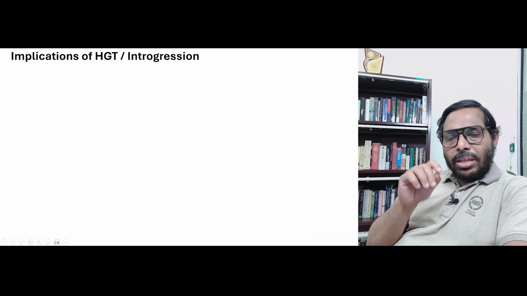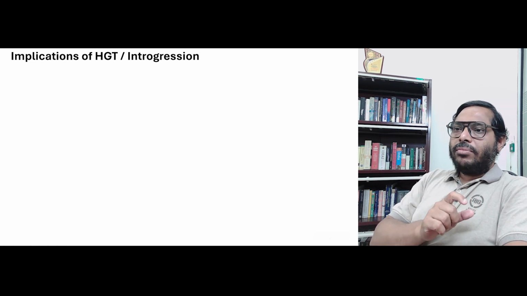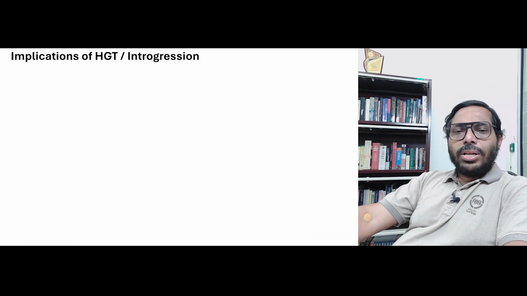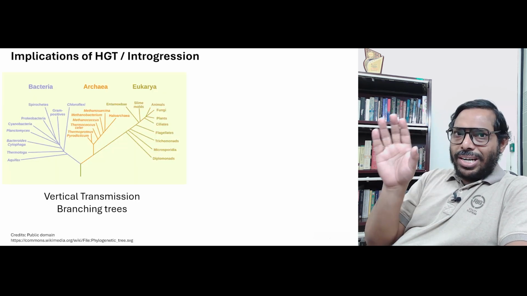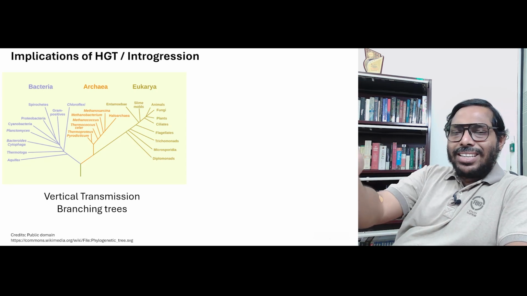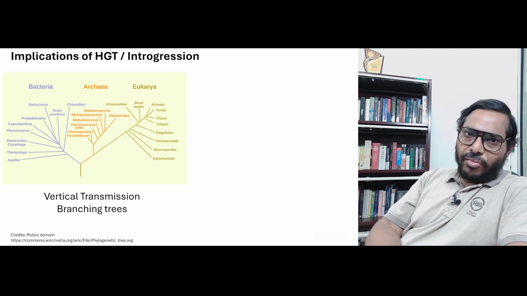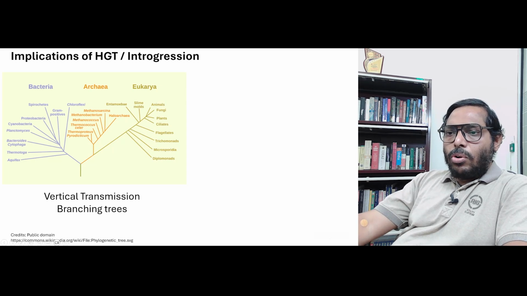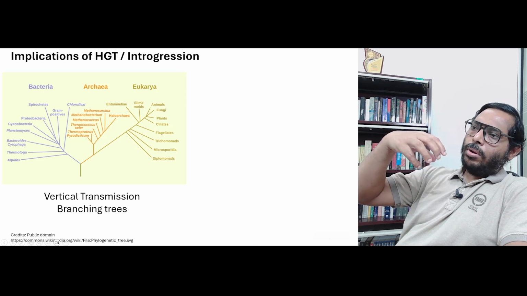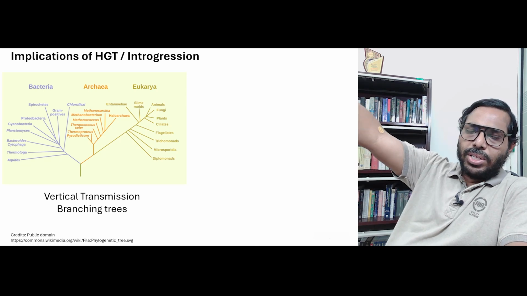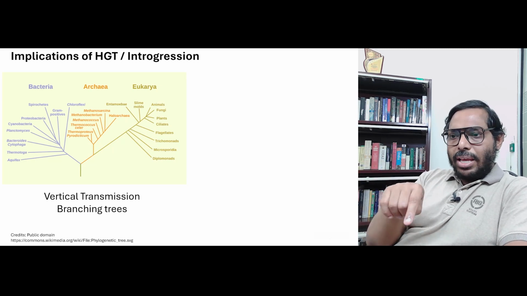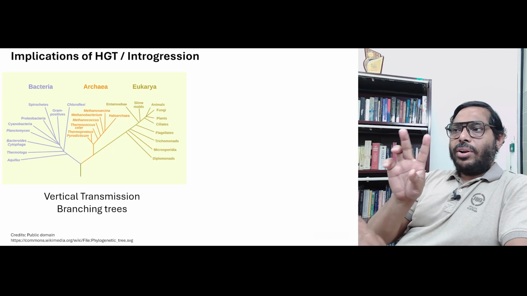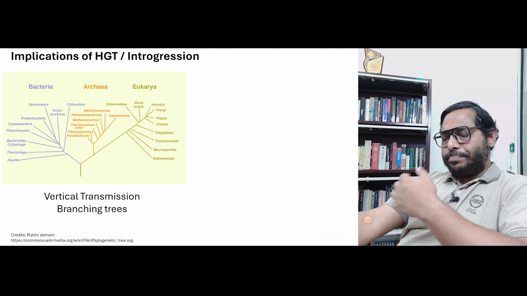Now, what are the evolutionary implications of horizontal gene transfer or introgression? So, the evolutionary implication is very interesting. Normally, you remember when we were drawing phylogenetic trees, we got trees like this. These are what are known as branching trees, where each node has only one ancestor. So, the whole idea is one species is giving rise to another species and another species and so on and so forth. In this kind of scenario, you get a tree which resembles the branches of a tree, as you can see over here.